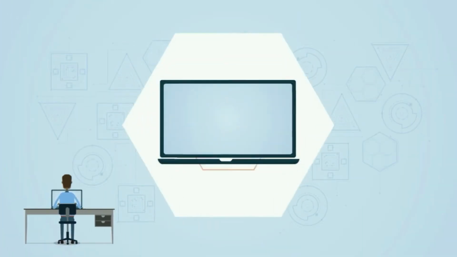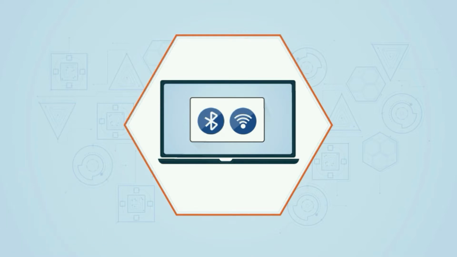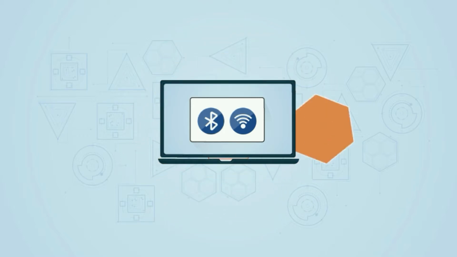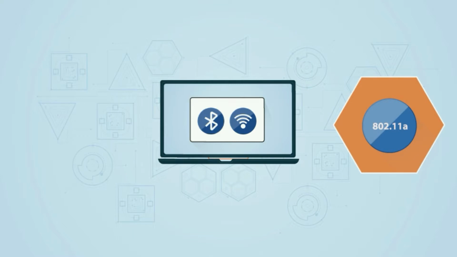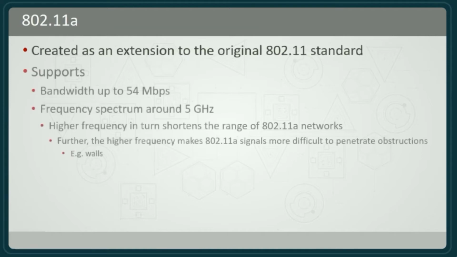Earlier, we touched on some of the basic characteristics of wireless communications as defined by the 802.11 specification. But that was quite some time ago, and there have been a number of enhancements and refinements to that specification since. So in this presentation, we'll take a look at several of them, beginning with 802.11a. Now, this was created as an extension to the original 802.11 standard and supports a higher bandwidth, up to 54 megabits per second, and a frequency spectrum around 5 gigahertz.